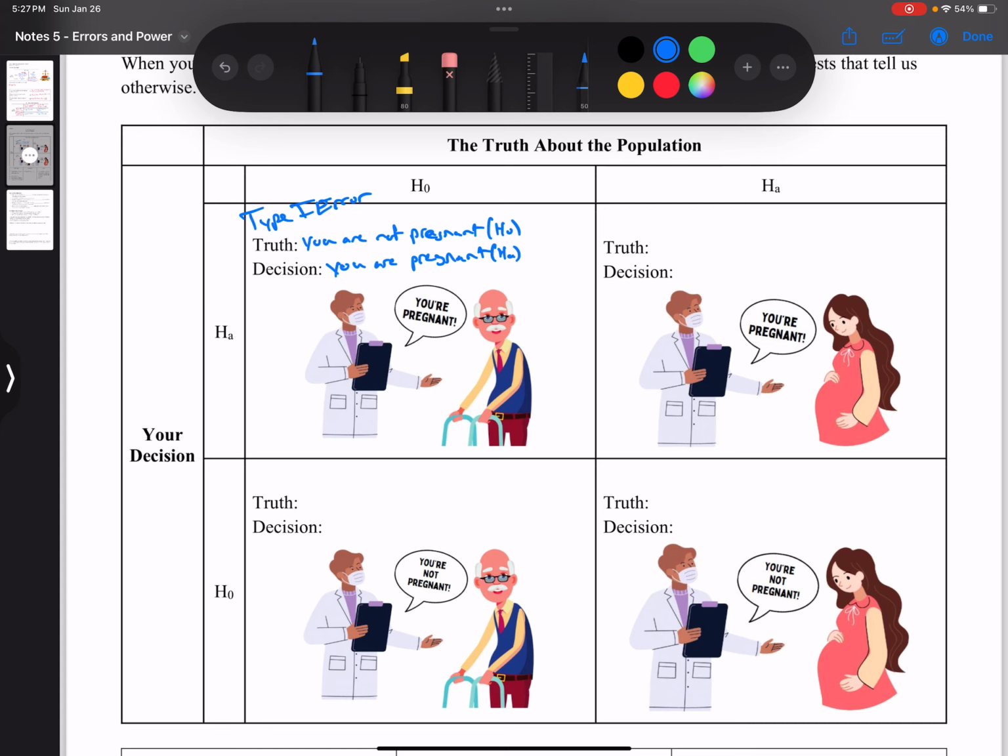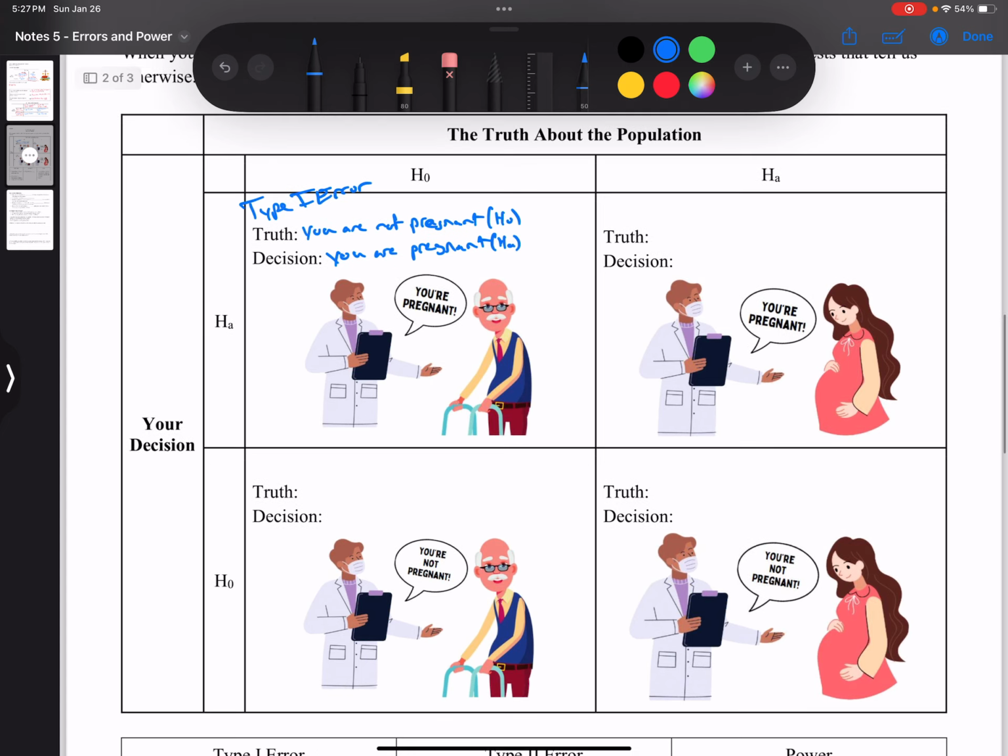Okay. So another situation, let's look at a correct decision. Let's look at the top right. This is where the truth is that you are pregnant, which is the alternative hypothesis. And you go back and run a test, and what do we know? You are pregnant. Again, alternative hypothesis. So we rejected the null in favor of the alternative when we should have. This was a correct decision. And remember, this specific situation where we reject when we should have rejected is called power.